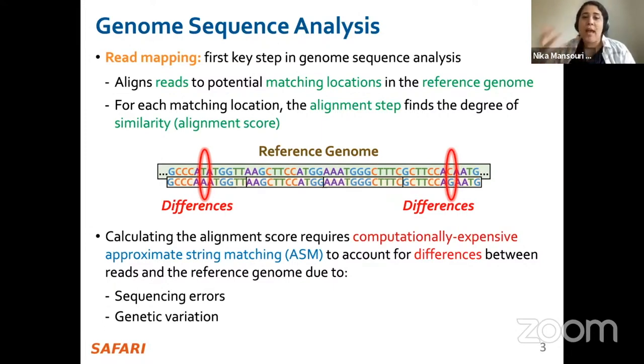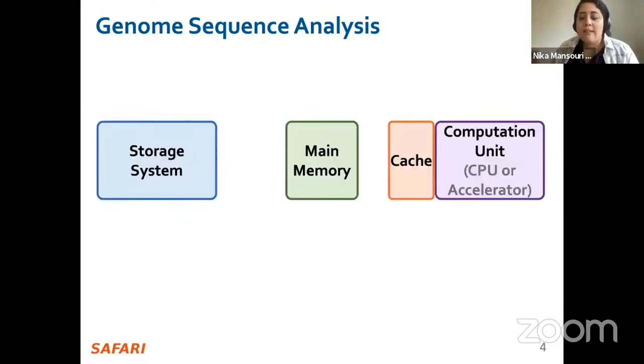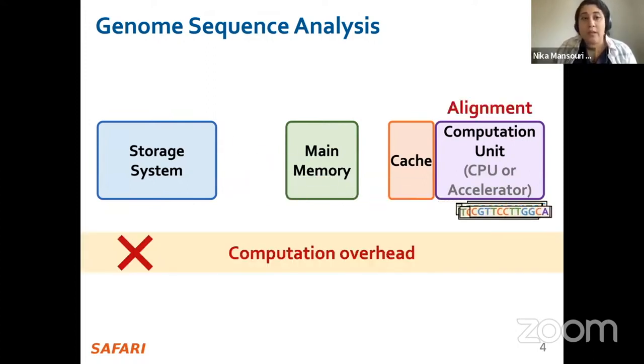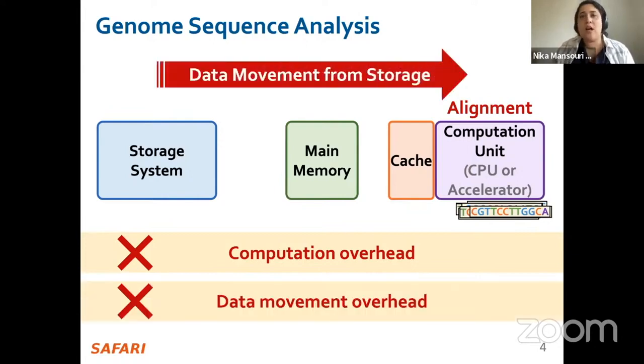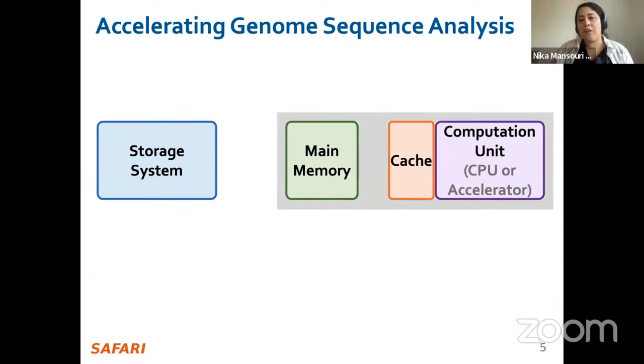However, as we discussed, this operation requires computationally expensive approximate string matching. And then the read mapping operation performs this alignment on large genomic data sets, for example, containing millions of reads. Therefore, read mapping is both computationally expensive and also incurs high data movement overhead. So there has been significant effort, specifically over the past couple of years, into improving read mapping performance due to its importance in the applications we discussed and beyond.